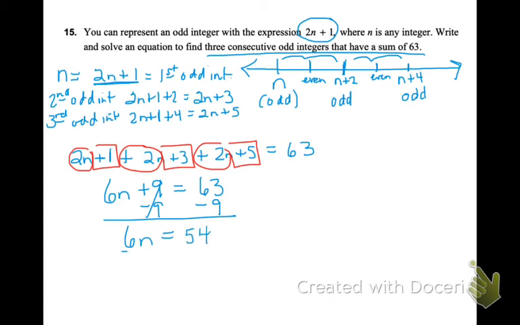Okay, so then we could divide by 6, and we'll get n is equal to 9. So if n is equal to 9, 2 times 9 plus 1 is equal to 19, because that would be 18 plus 1. Okay, and then we would have 2 times 9 plus 3.